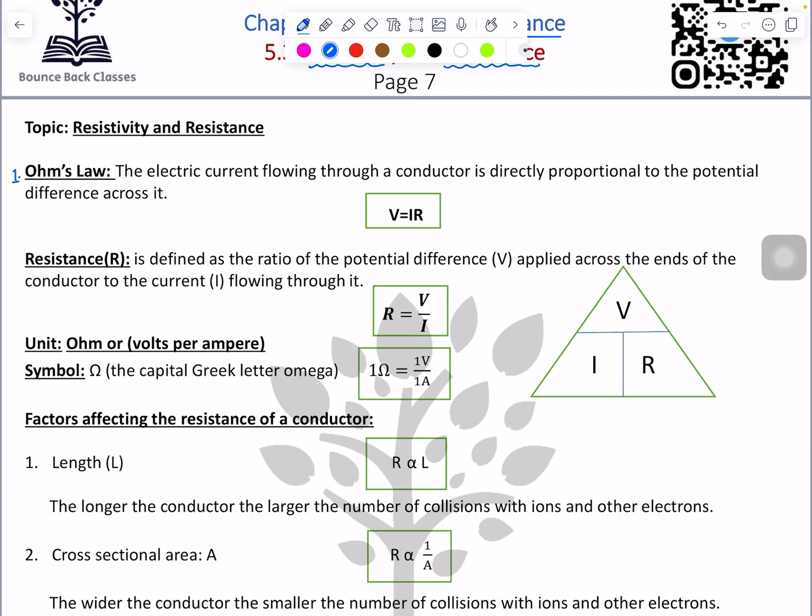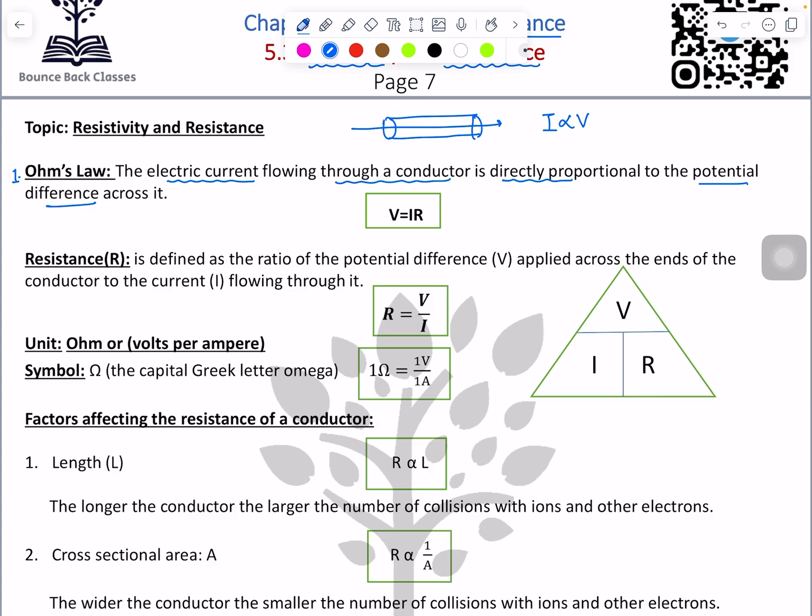Ohm's law says the electric current flowing through a conductor. Let's say we have a wire and the current is flowing through the conductor. So I is directly proportional to the potential difference, which means directly proportional to V.